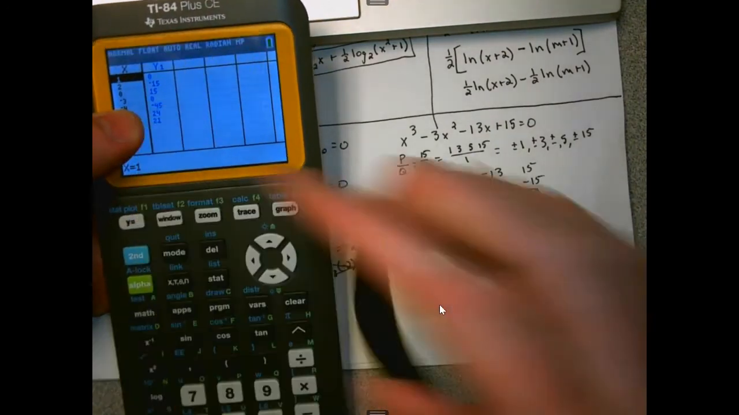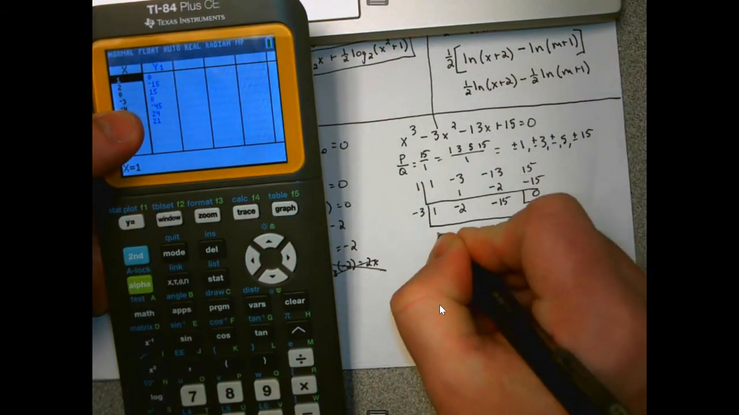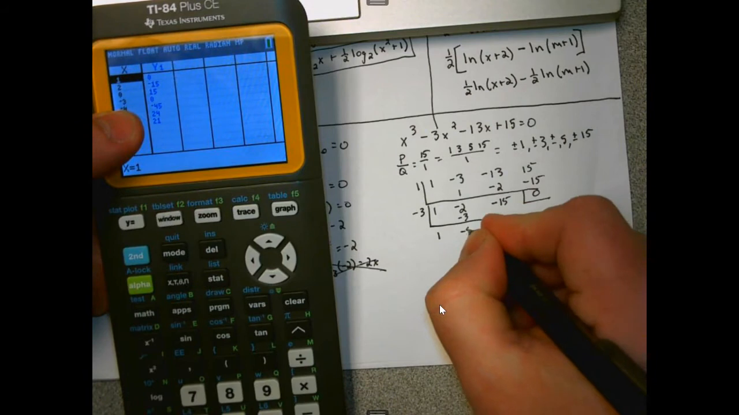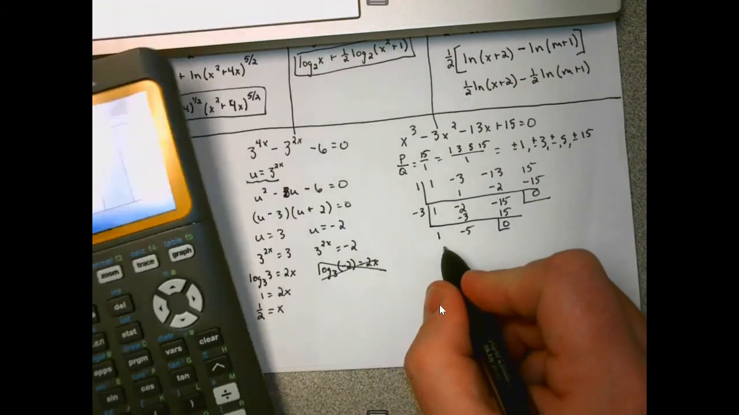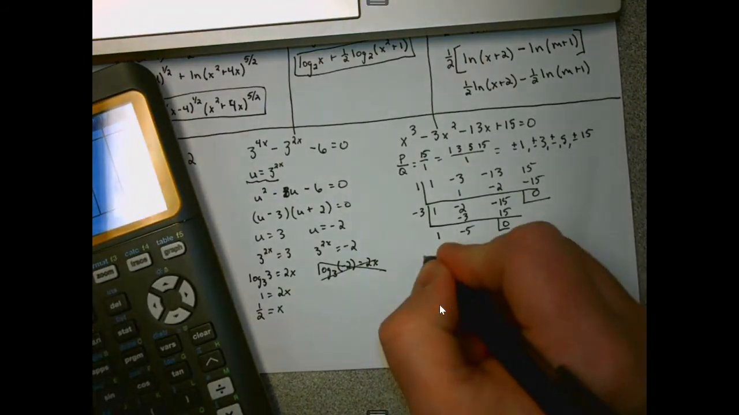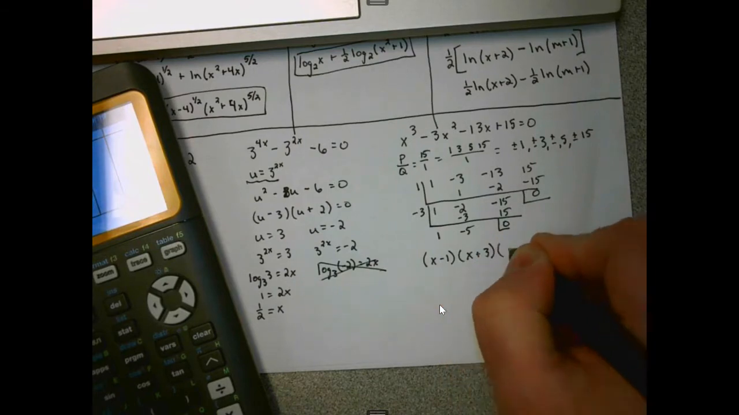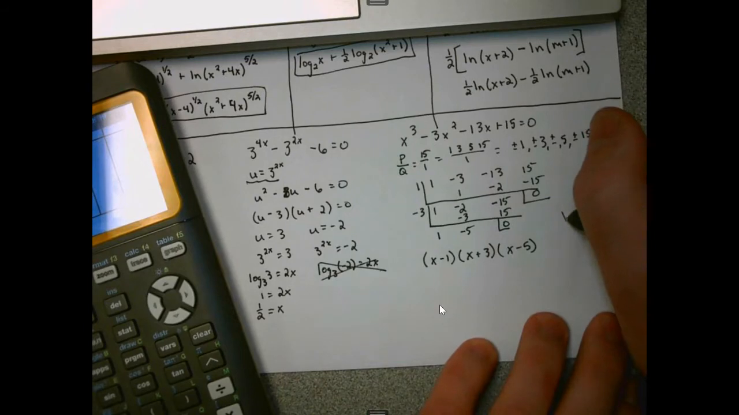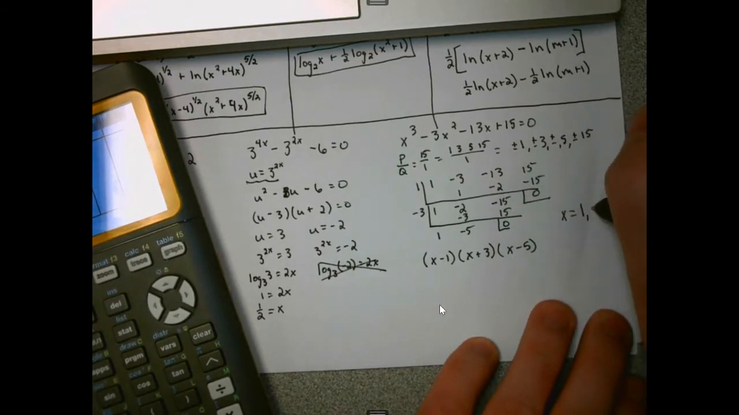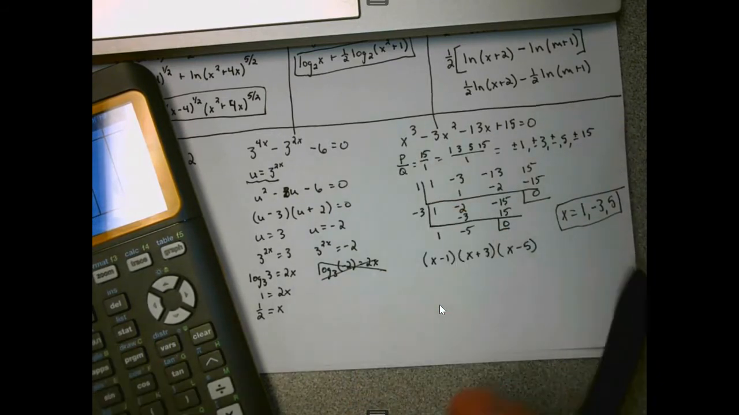Negative 3 was already in there. That's a 0. So negative 3. So that's 1, negative 3, negative 5, 15, 0. And this gives me the last factor of x minus 5. So my factors are x minus 1, x plus 3, x minus 5. So my zeros are x equals 1, negative 3, and 5. And we can see here I was looking for 3 zeros, and I found all 3 of them.